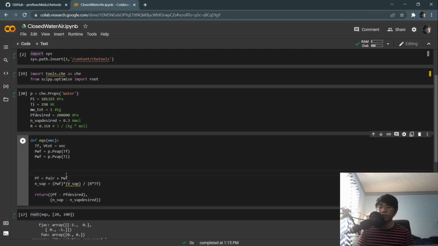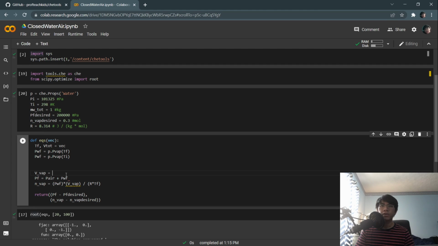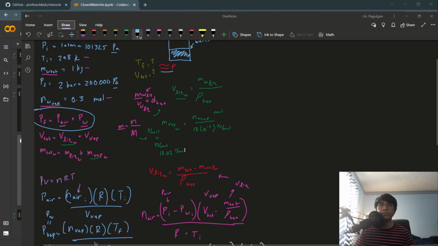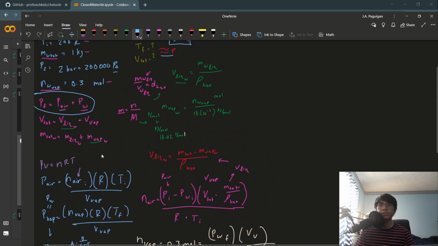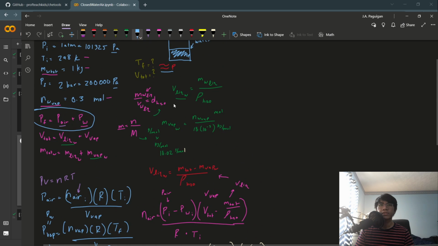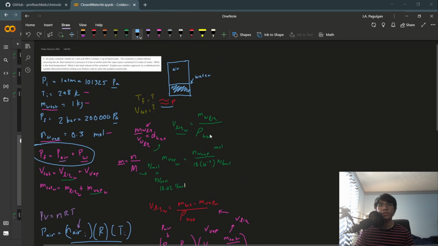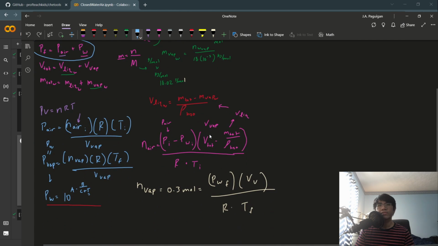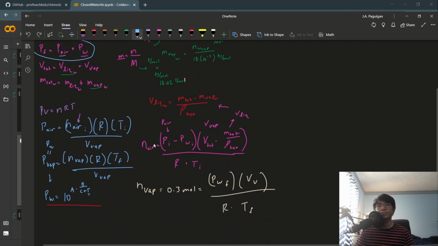Looks like we're missing the volume of the vapor. Volume of the vapor is equal to, where is that? The volume of the vapor phase is somewhere right here. It is vapor. Sorry about that. Volume of the vapor phase. Where did we find out? This is liquid water, I believe.